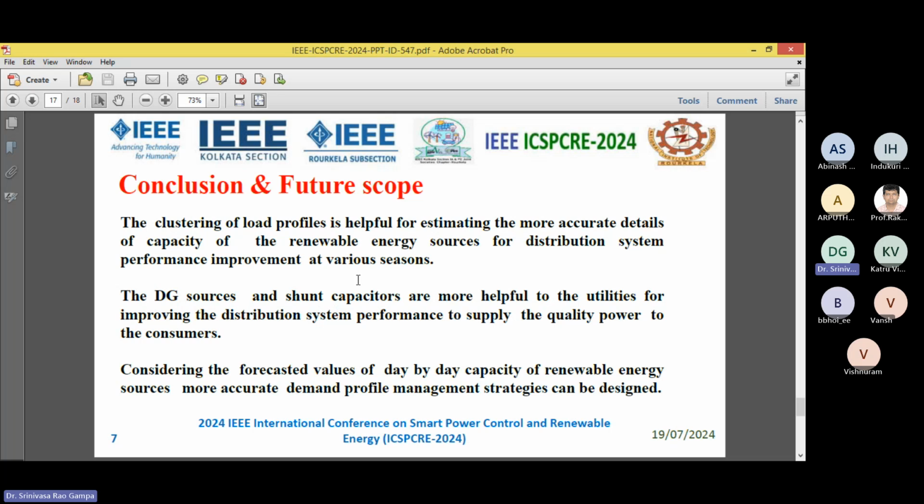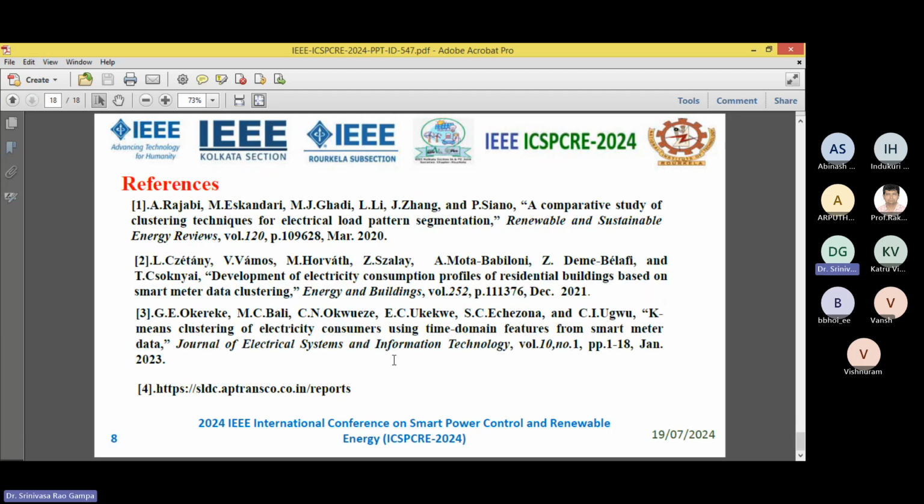And considering the uncertainties, the future scope is forecasting the values of the renewable energy sources day by day, the estimation of solar and wind, and their availability. Incorporating those uncertainties, better estimations can be performed in this case. So these are the main references I'm showing here.